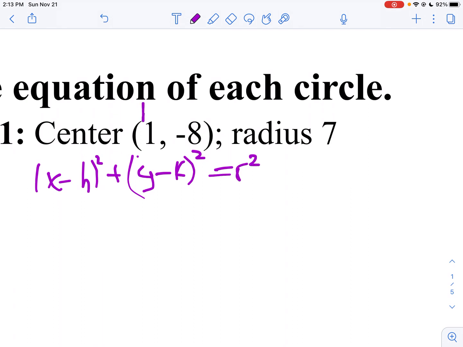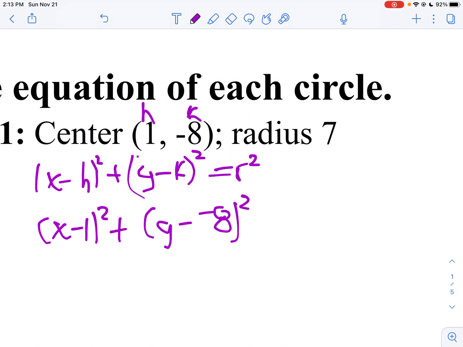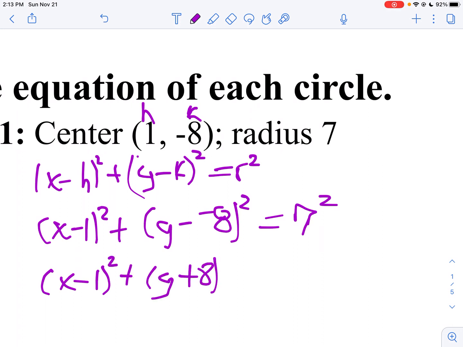In this problem, h is 1 and k is negative 8. So we're going to say x minus 1, the quantity squared, plus y minus a negative 8, the quantity squared, equals 7 squared. We'll just simplify that a tad bit. Instead of saying minus a negative 8, I'll say y plus 8. Instead of saying 7 squared, I'll say 49. There's the equation of a circle that has a center at (1, negative 8) with a radius of 7.